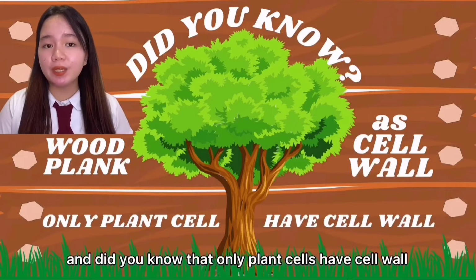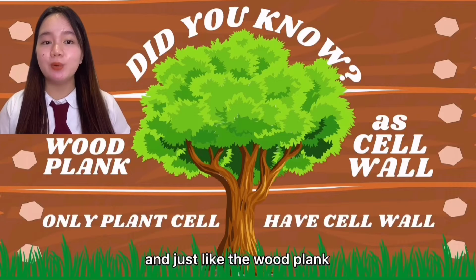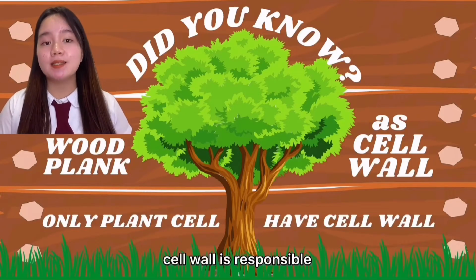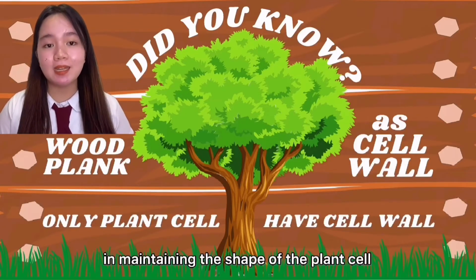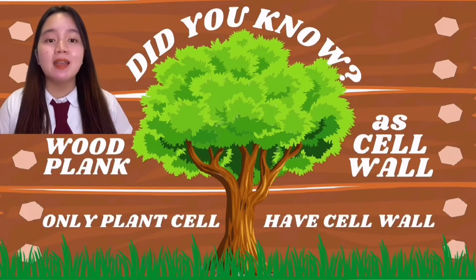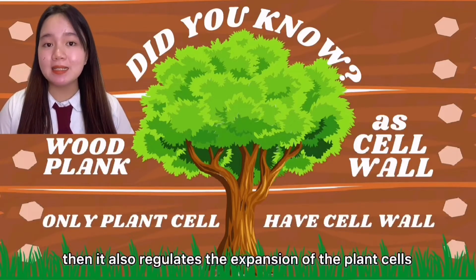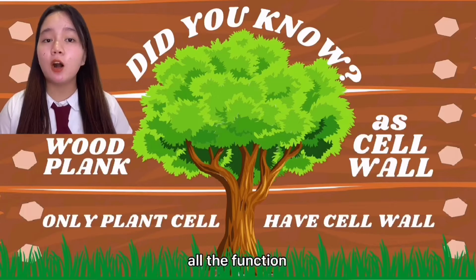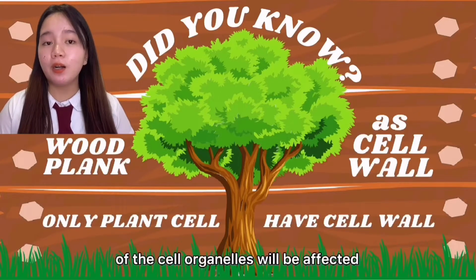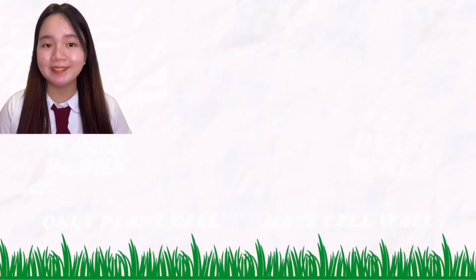And did you know that only plant cells have a cell wall? And just like the wood plank, the cell wall is responsible for maintaining the shape of the plant cell, and it provides protection against pathogens. Then it also regulates the expansion of the plant cells. So if there is no cell wall, all the functions of the cell organelles will be affected, as the fusion of various substances would not occur.